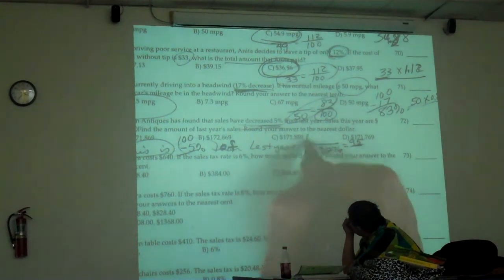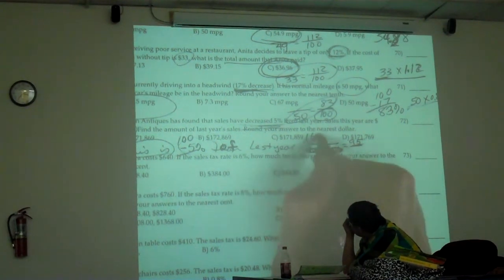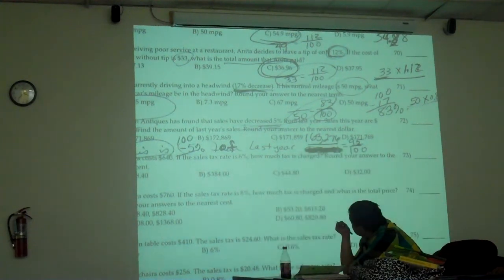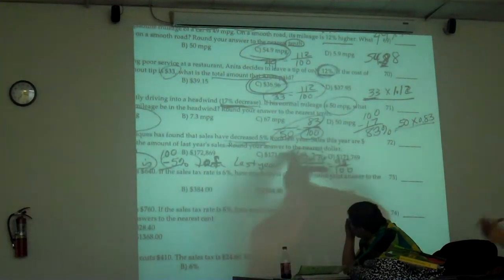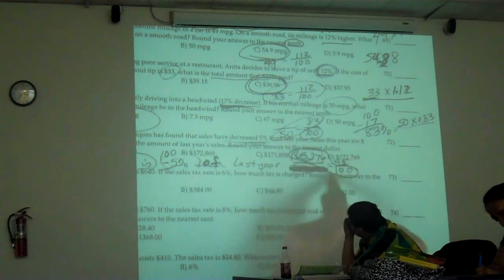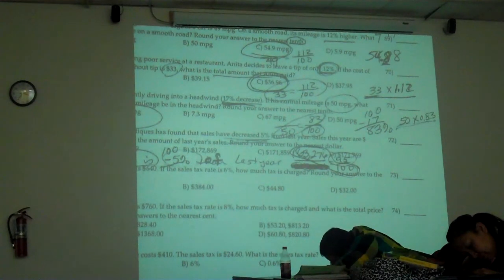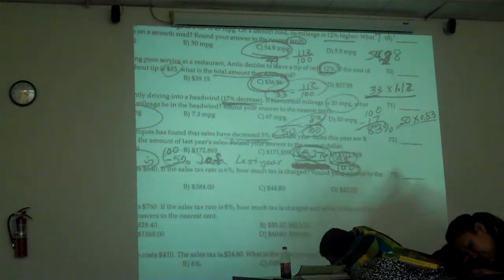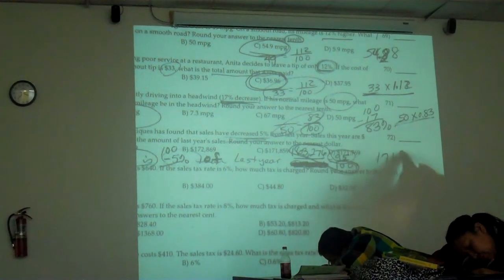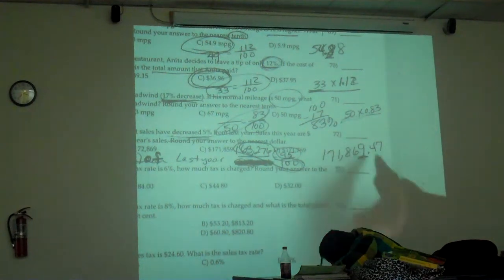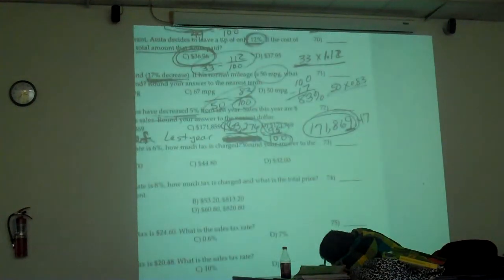163,276 is 95% of last year's. So we're trying to find out, 163,276 times 100 divided by 95. 171,869.47. It says to round to the nearest dollar. So it's 171,869.